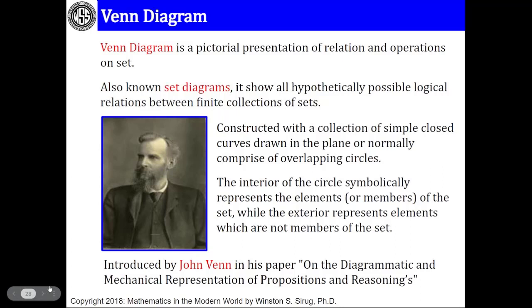Venn diagram. A Venn diagram is a pictorial presentation of relations and operations on sets, also known as set diagrams. It shows all hypothetically possible logical relations between a finite collection of sets, constructed with a selection of simple closed curves drawn in the plane, normally comprised of overlapping circles. The interior of the circle symbolically represents the elements or members of the set, while the exterior represents the elements which are not in the set. Introduced by John Venn in his paper on the diagrammatic and mechanical representation of propositions and reasonings.